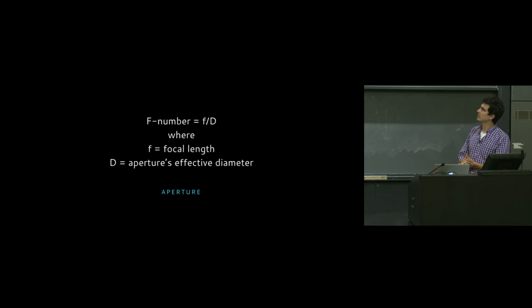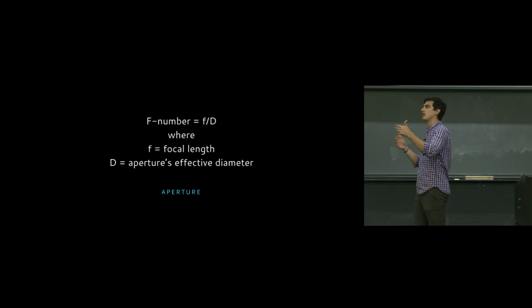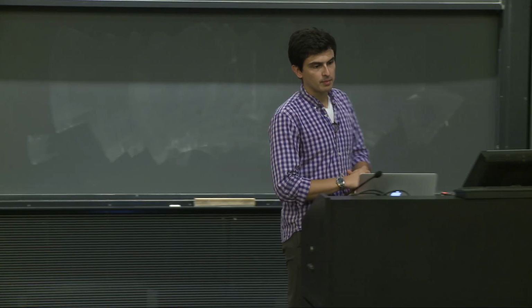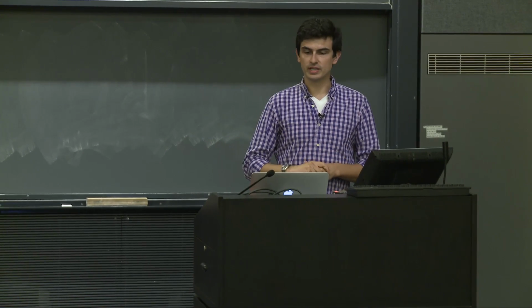F-number is the focal length divided by the effective diameter of the aperture, where focal length, again, is some measure of how zoomed in or how zoomed out we are. Again, that's an oversimplification. We'll talk more about what the focal length actually is in the optics week, which is a few weeks from now. But just loosely speaking, that's how we can think of this.